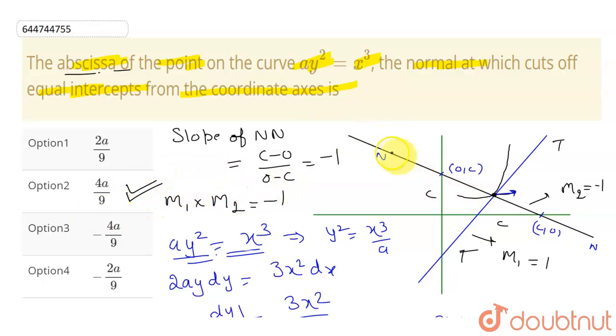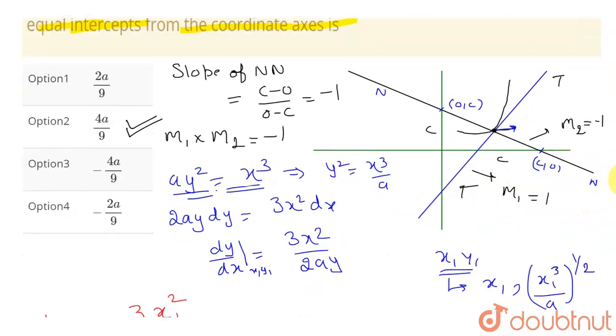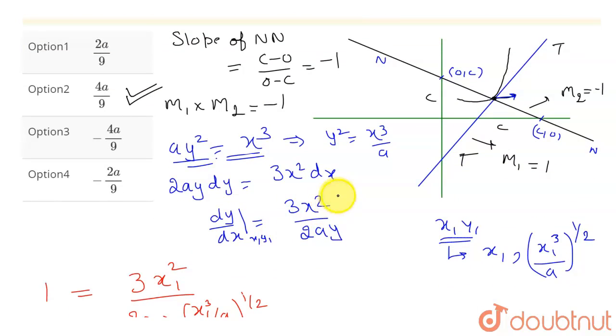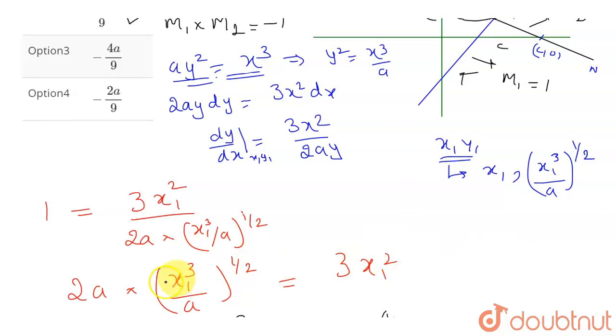We are given that this normal has equal intercepts, so we can say that its slope is minus 1, and also that the slope of this tangent is 1. We can also find the slope through this curve by differentiating the curve equation. By that we found the dy by dx expression as 3x square upon 2ay, and we equated this to 1, as the slope at this point is 1, through which we found our point of abscissa. So hope you understand the solution.